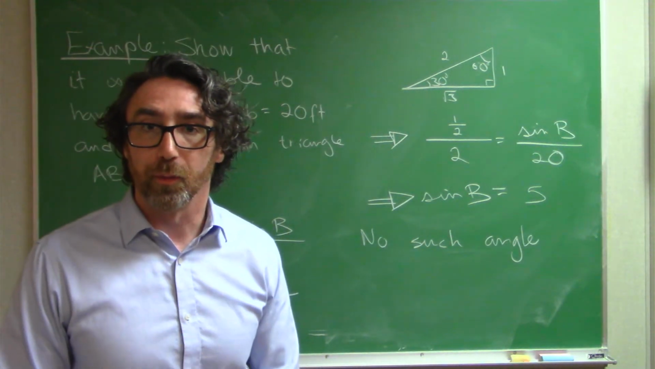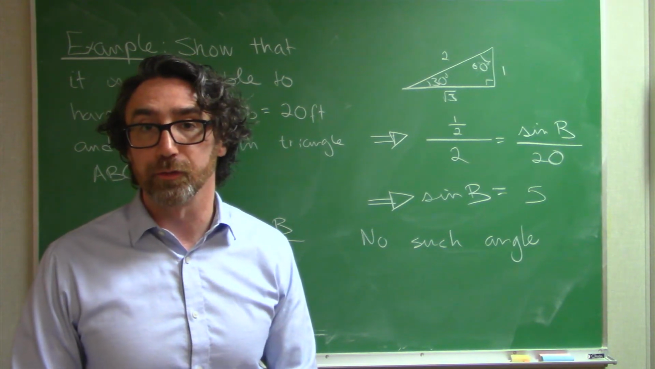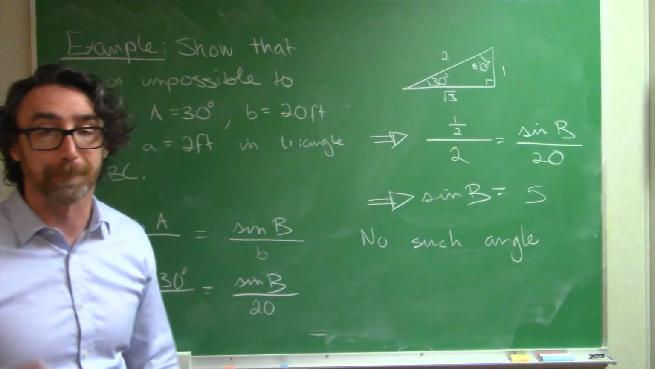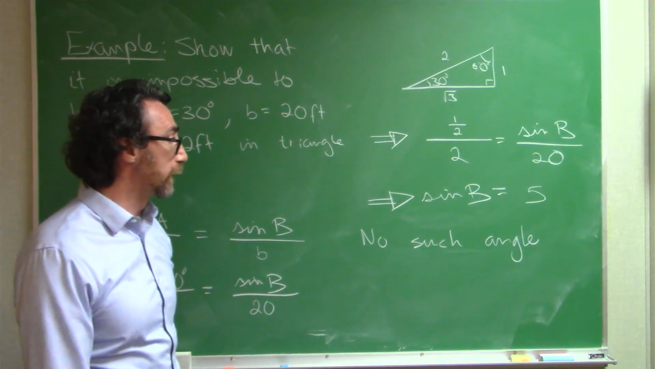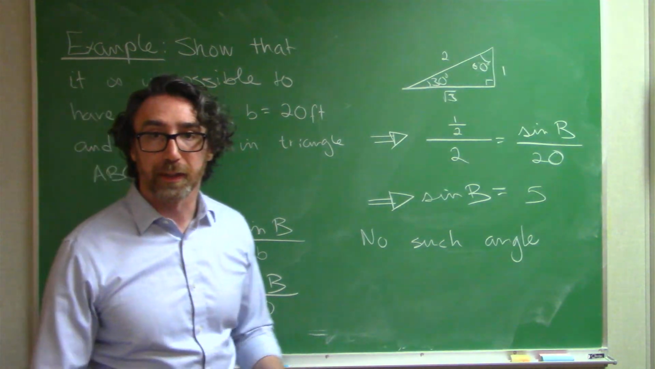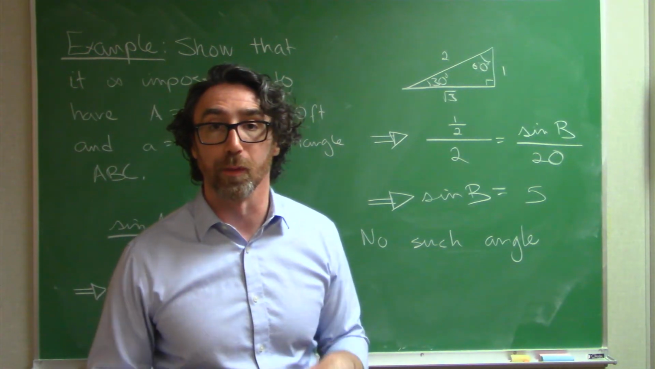Okay, so that's an example of using the law of sines to show that a certain situation is impossible. Okay, the leg lengths and the angles just won't work to make a triangle.